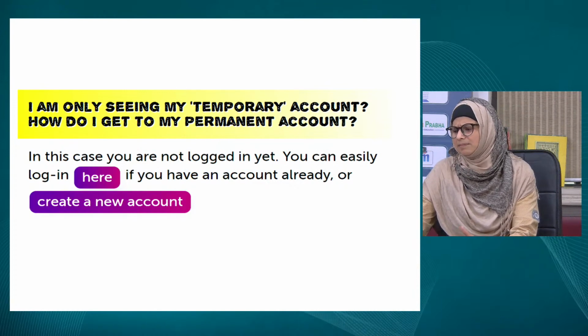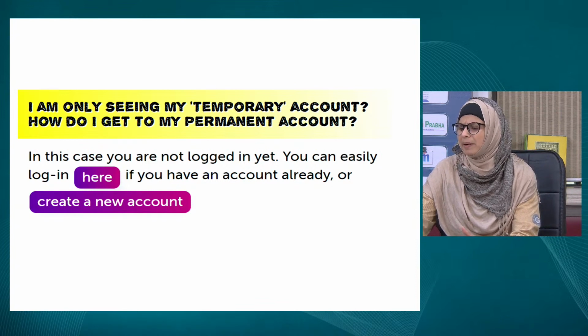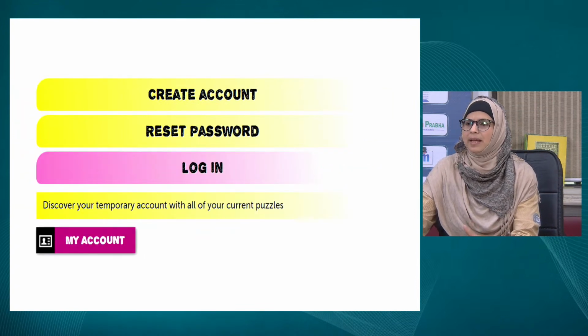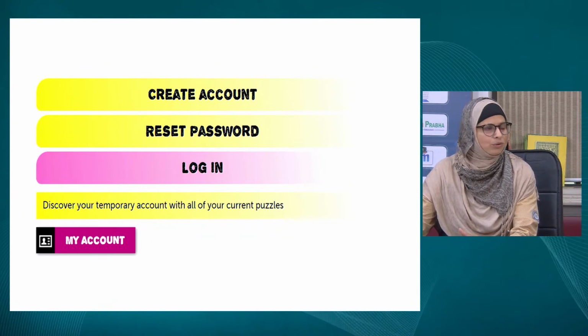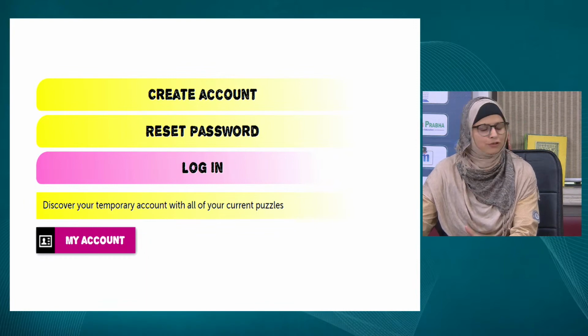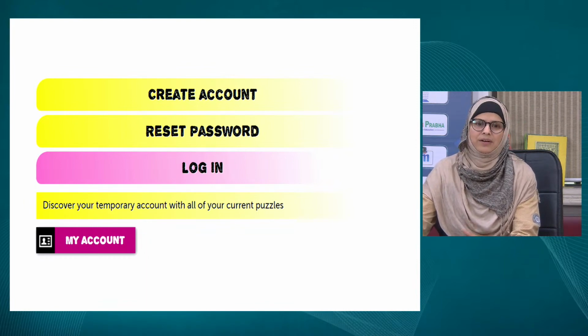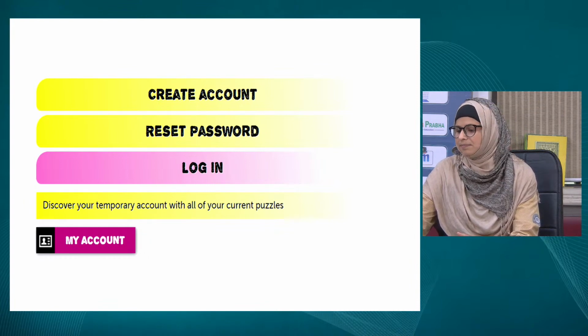Sometimes the problem comes that I'm only seeing my temporary account, and how do I get my permanent account? It is nothing to worry about. We will be dealing with it when we go to the site. So these are the things: create, reset password, login. Three options are very clear if you want to make an account on puzzle.org. Create account, the same process as in any application. Then reset password, yes, you can reset password as well. And login also, but it's very simple.